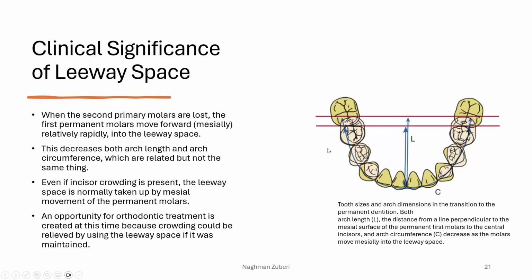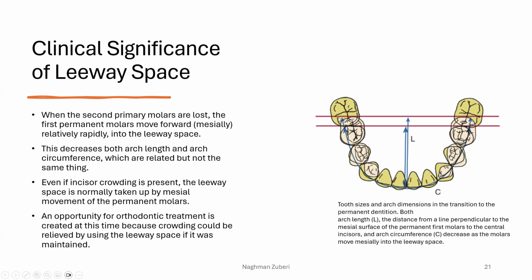Clinical significance of the leeway space. When the second primary molars are lost, the first permanent molars move forward mesially relatively rapidly into the leeway space. This decreases both the arch length. This is the arch length. If you remember, I told you about the arch length. We place a line mesial to the first permanent molar and then perpendicular to it in the midline of the arch. This distance is known as the arch length.